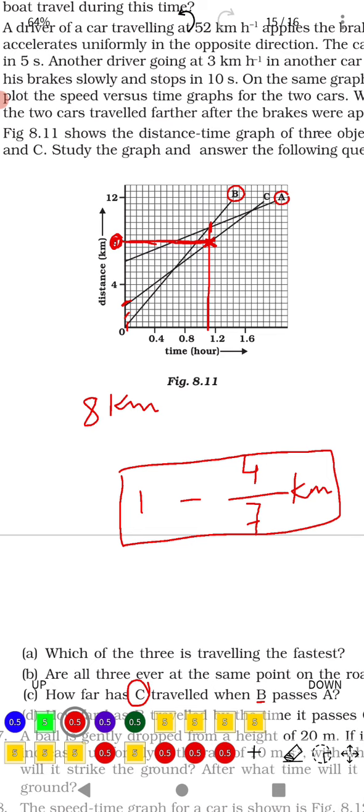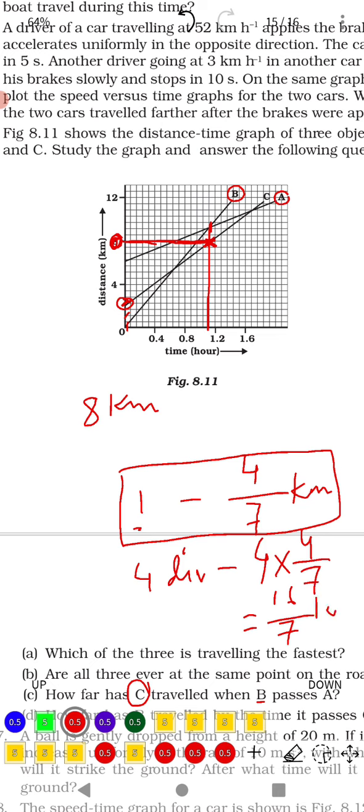And the initial distance is this value. How much is it? 4 divisions. We know that 1 division equals 4 by 7 kilometer. So 4 divisions will be 4 into 4 by 7, so that means it is 16 by 7 kilometer. This is the initial position of C because C started from this place. The value of this place is 16 by 7.